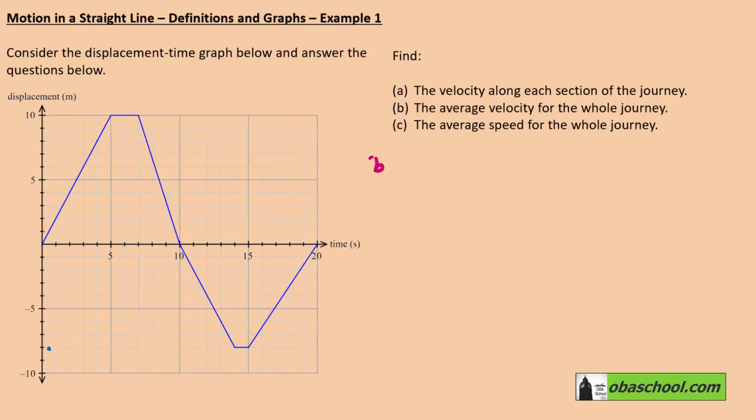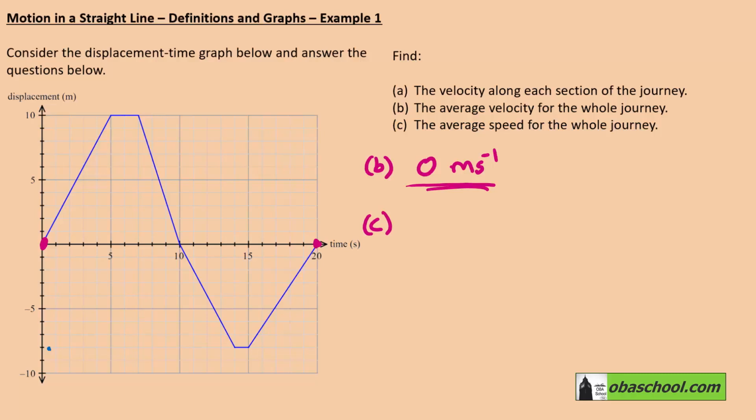Now for part B, we want the average velocity for the whole journey. Well, it starts here and finishes here. Both of those are at the original position. So the average velocity is 0 meters per second.